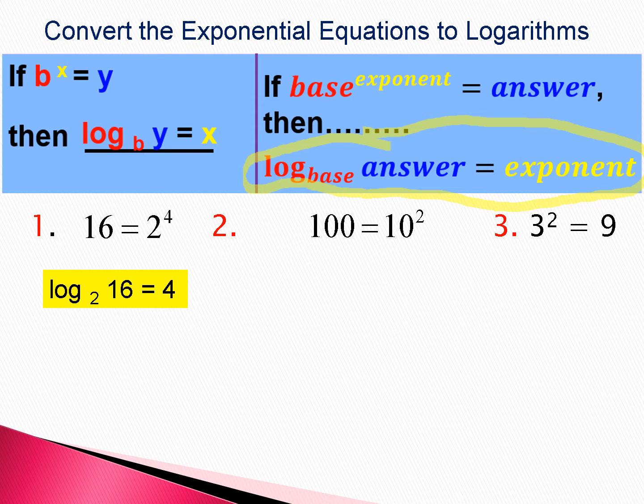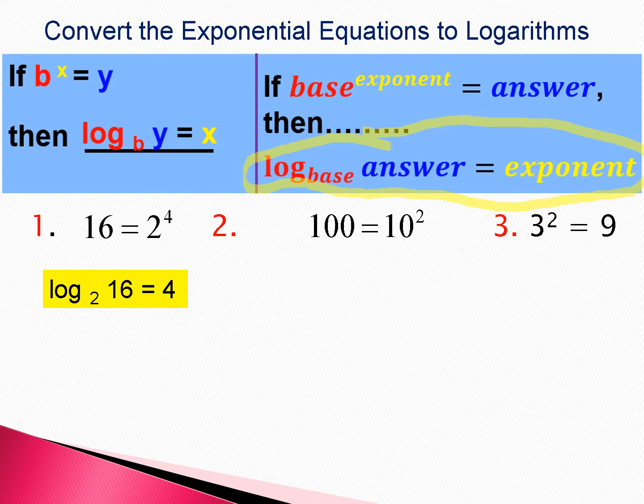Now, the base, that 2, is permanently attached to the log, okay? I put a little extra space to separate the g and the 2, but the base is attached to the log. So it's log base 2, and then 16 is back up on level, and then it equals the 4, because what it equals now is your exponent.